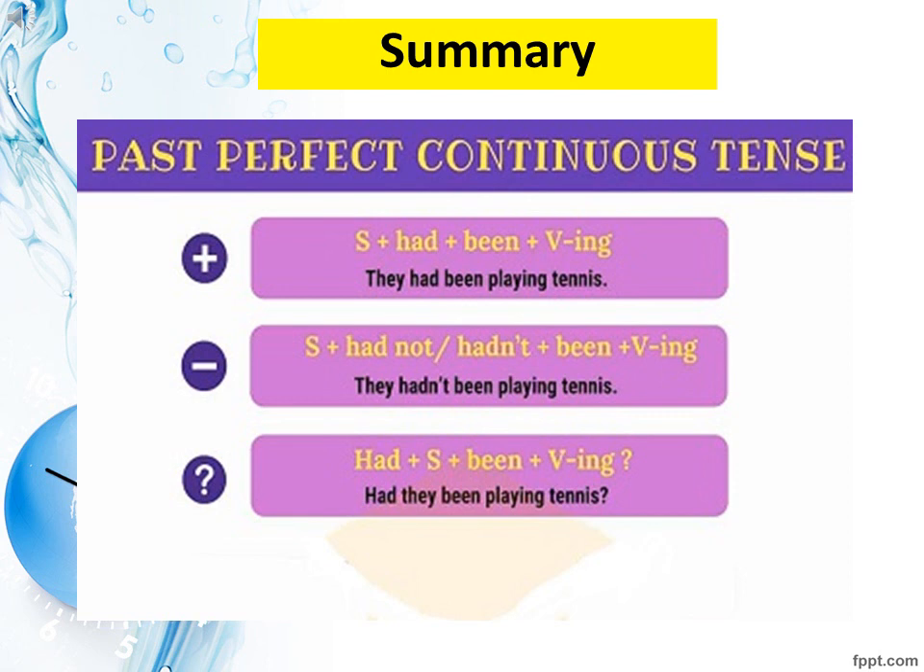Negative, the minus sign. So subject plus had not or hadn't plus been plus verb plus ing. So it gives us they hadn't been playing tennis. Interrogative, we start with had. So had plus subject plus been plus verb ing. So had they been playing tennis?